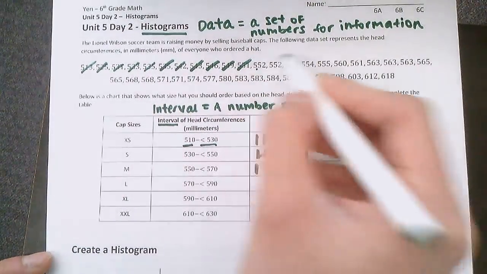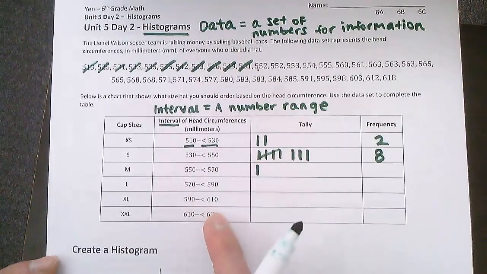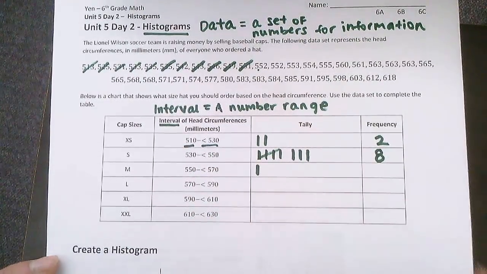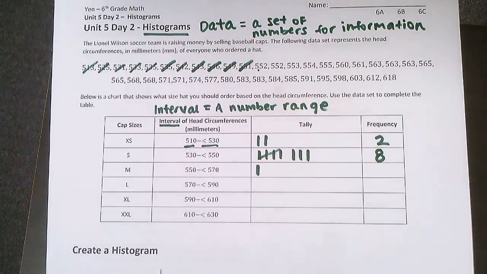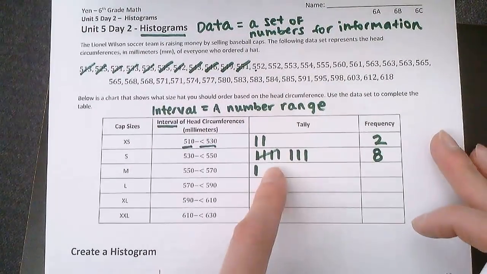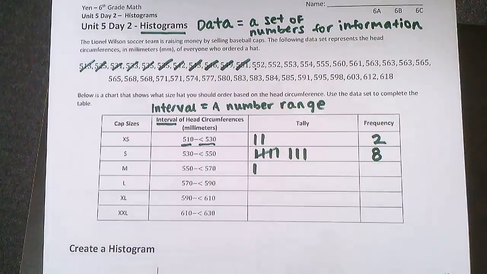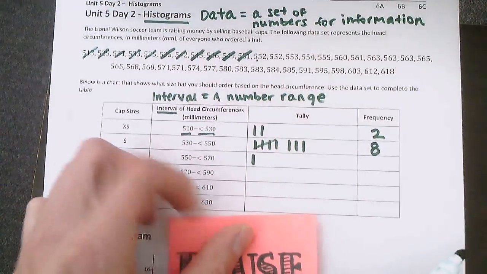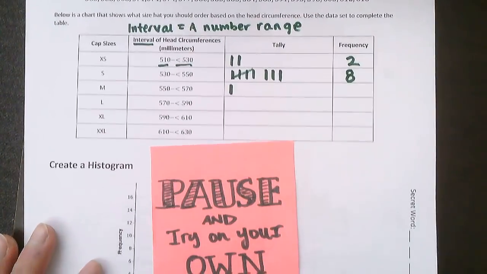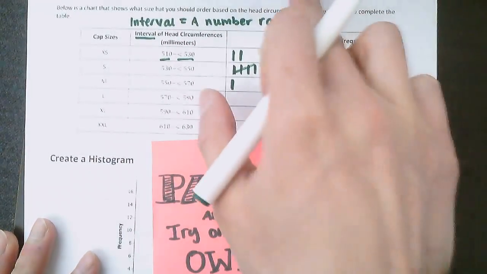Okay, and then you just keep going with each of these number ranges, tallying it up, and then making a frequency. That's all I'm going to do for you, and then you're going to fill out the rest of this on your own. So first, what you can do is pause, and then finish this frequency table based off of what you see up here.